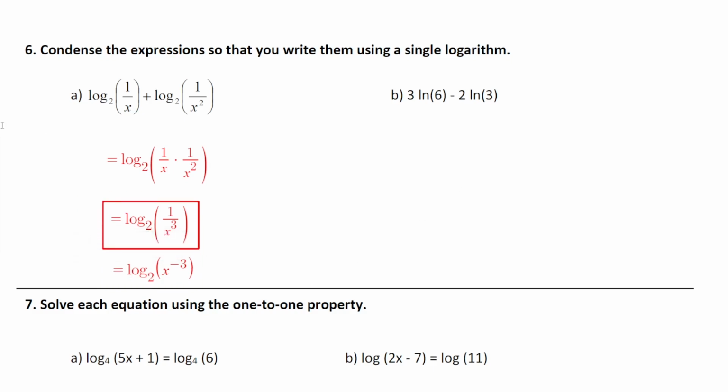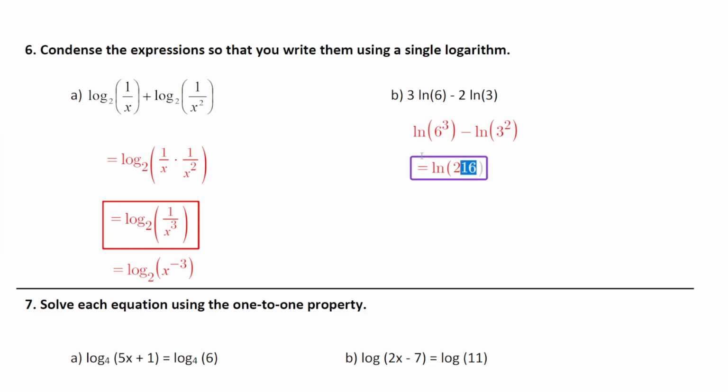Letter B, before we can combine these, we've got to take care of the coefficients. So we're going to rewrite these so that the coefficients become exponents of the argument. So natural log of 6 cubed minus the natural log of 3 squared. Okay, well here we've got 6 cubed, which is, let's see, 6 times 6 is 36, times 6 would be 216. So this is going to be the natural log of 216.